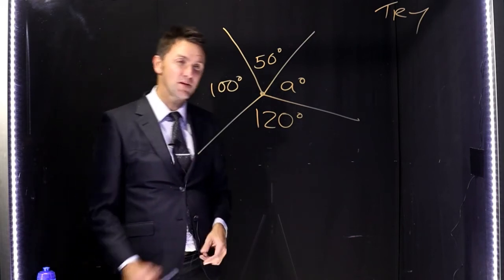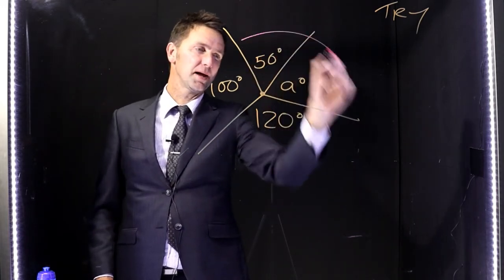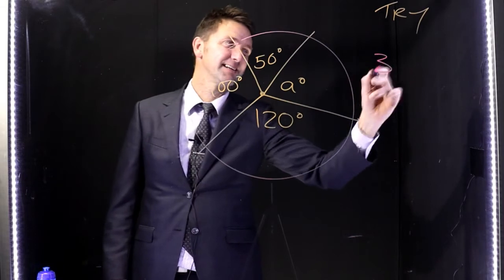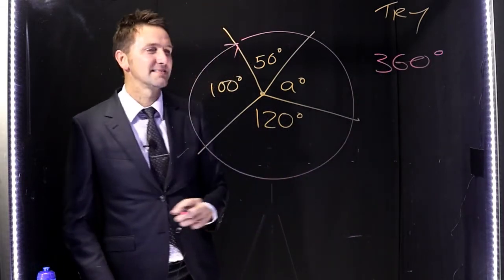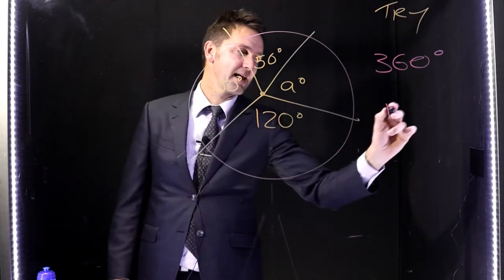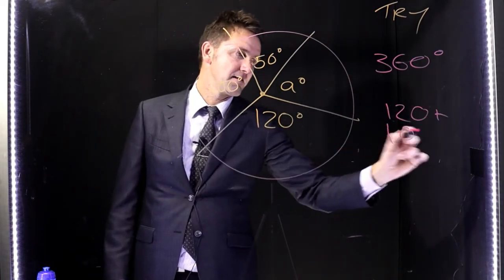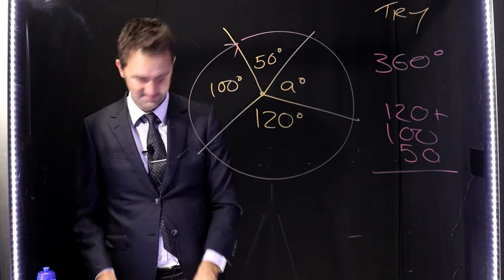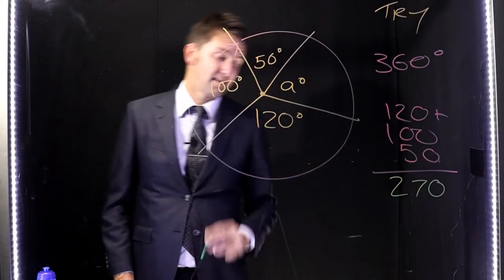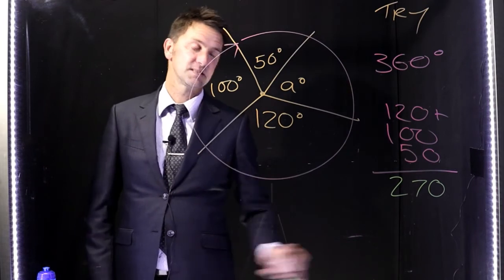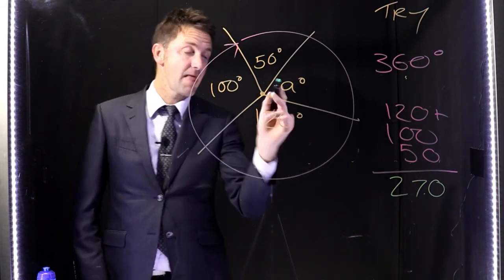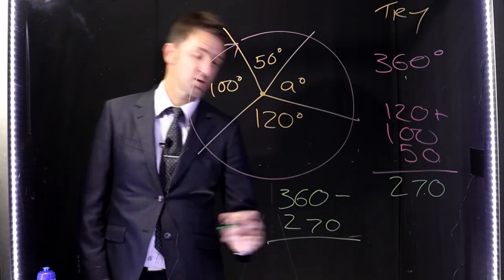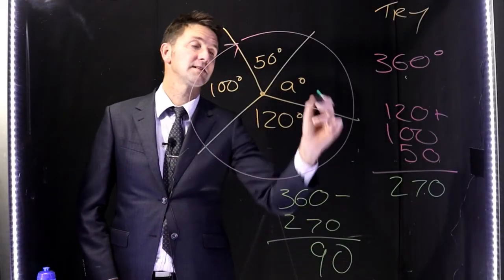Okay, I hope you had a go. Here's what you should have done. You should have gone, look, well, all around here is a revolution. And so that means angles around a point equal 360 degrees. So you should have gone 120 plus 100 plus the 50 equals 270. Okay, but you're not finished because then you've got to actually find the difference between 270 and 360. That'll be A, so you should have gone 360, take away 270, which should have given you 90. So A equals 90 degrees.